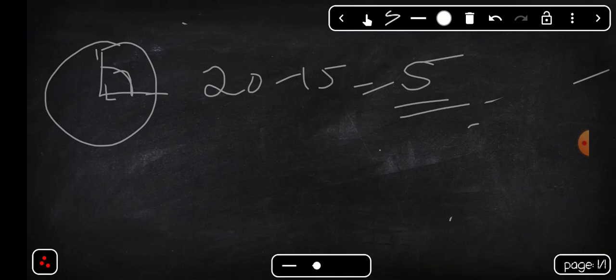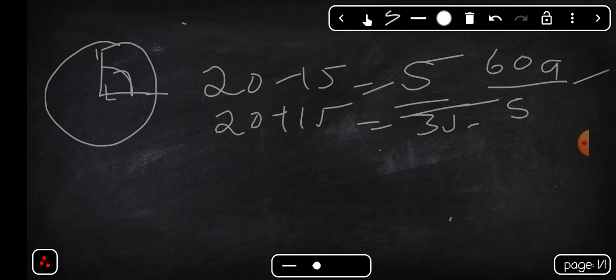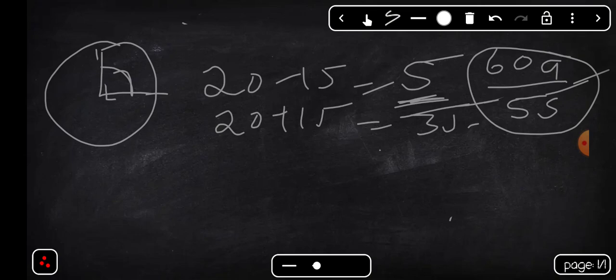5 will be our A, and it will happen 2 times. The other is 20 plus 15, that means 35. Here is the formula: 60A by 55. Here A is first 5, the second 35. Let us see how to do it.